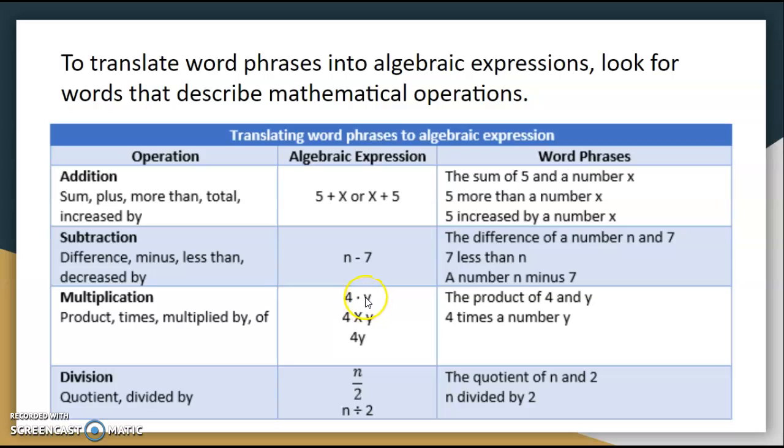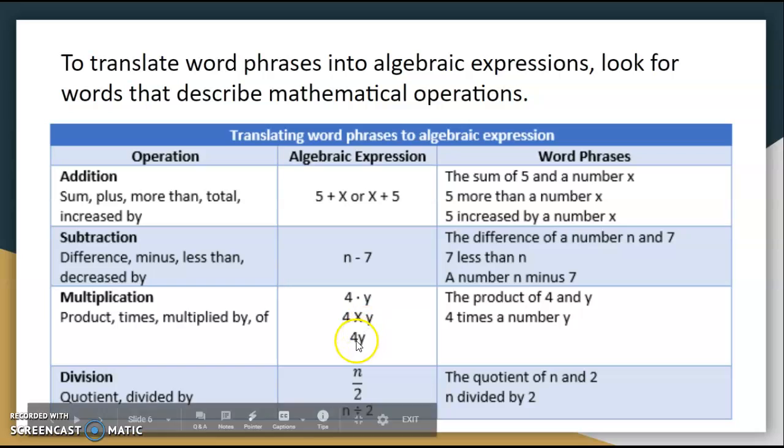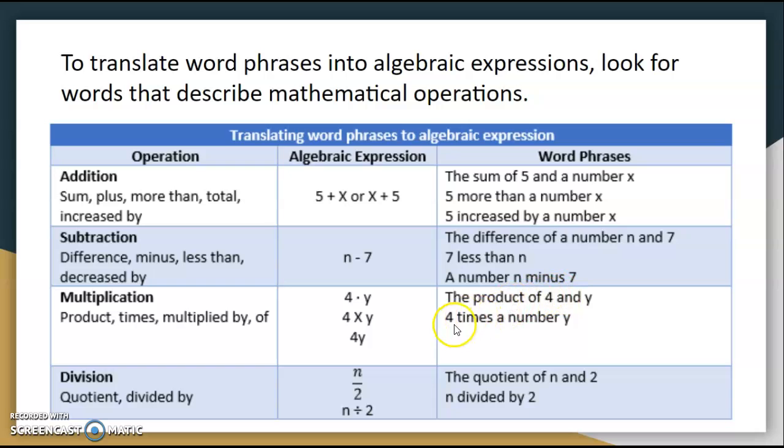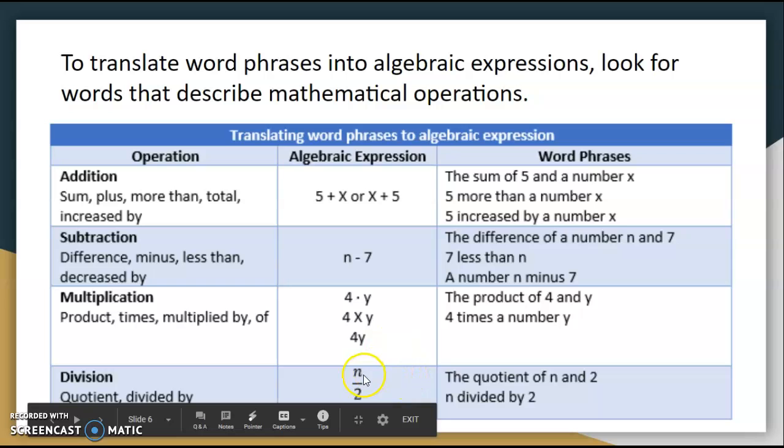Multiplication, remember that this dot between two numbers or two letters or a number and a letter, in this case, represents multiplication. Same with if a number and a letter are right next to each other, that represents multiplication as well. So this can be read as the product of 4 and y, or 4 times a number y. And for division, n over 2, that represents division. So when you see a fraction, that also means divide. So that means the quotient of n and 2, or n divided by 2.